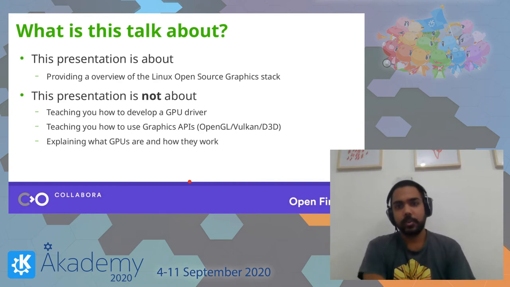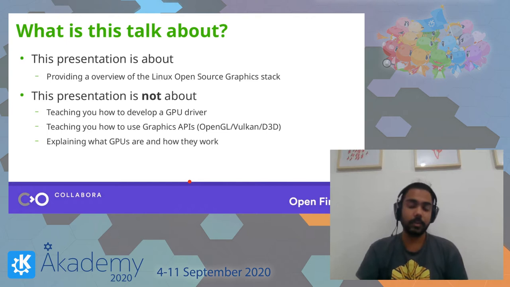All right, so this presentation is going to be a brief overview of the Linux open source graphics stack. I will not be covering how to develop a GPU driver or using OpenGL APIs or explaining what GPUs are and how they work. And I will specifically be talking about the Linux space, essentially.